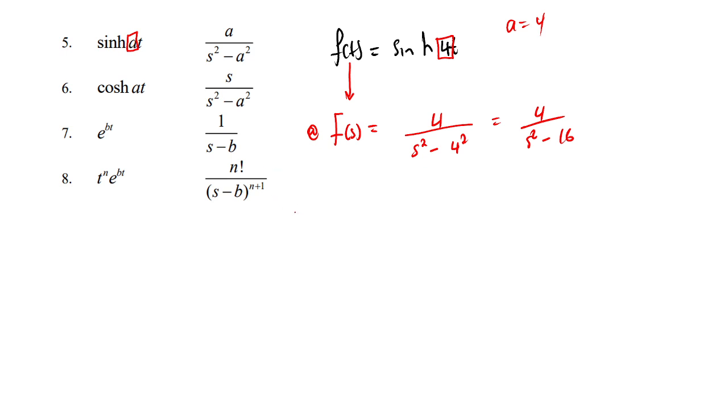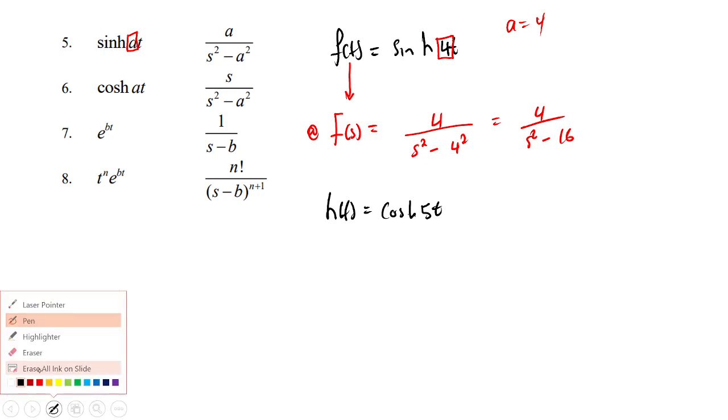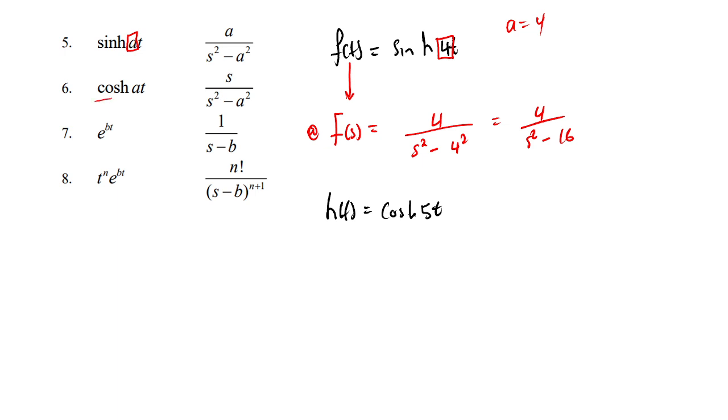Similarly, rule number 6, let's say maybe you're given your function which is h of t, which is equals to cos hyperbolic of 5t. You're going to do the same thing. If you look at the rule, it says if you are having the cos hyperbolic of at, your answer is going to be s all over s squared minus a squared. You need to locate the value of a. Where is a? A is the argument of this guy. So it means a is going to be 5.